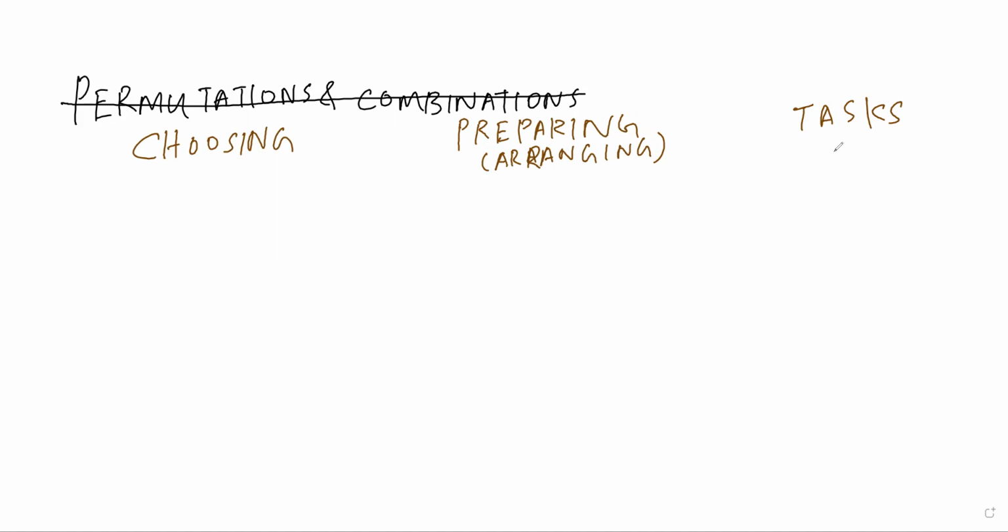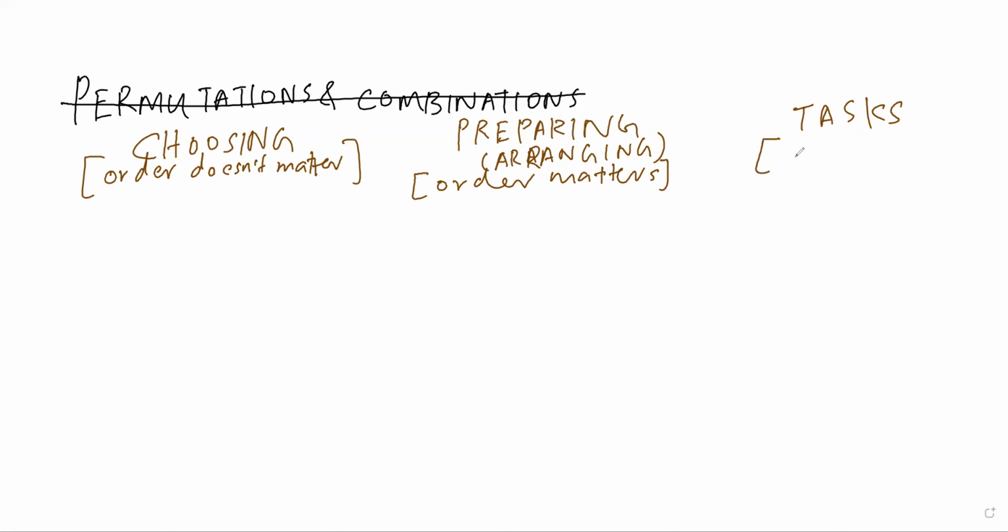And when you are choosing, the order doesn't matter. Okay. But when you are arranging, the order matters. And in tasks, it matters whether they are mentioning 'and' or 'or'. Okay. We'll look at it from this point of view.